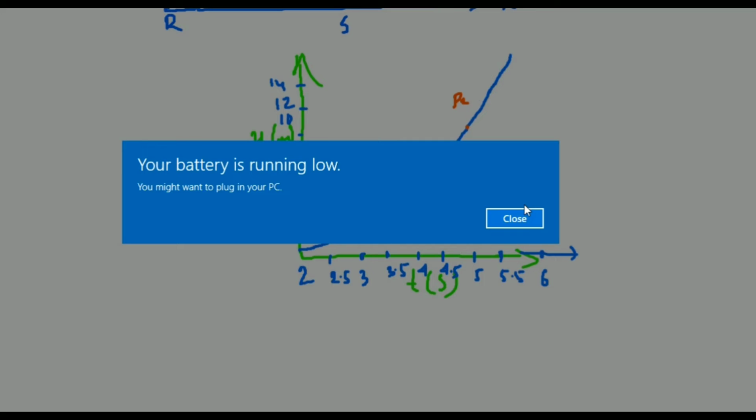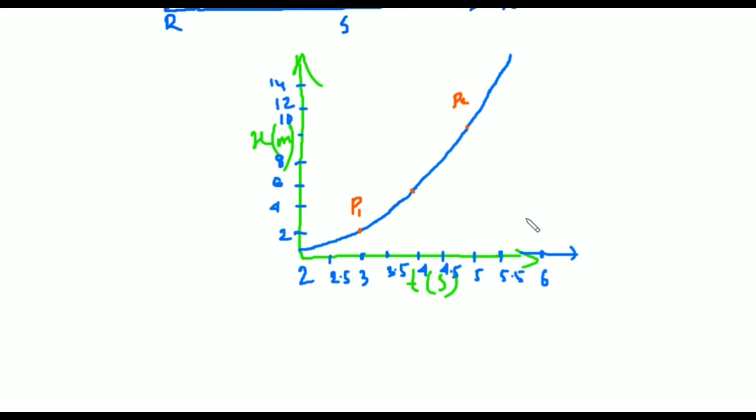In this case, what we have to do is connect these 2 points directly. We have to connect these 2 points and find the average velocity. How do we do that?